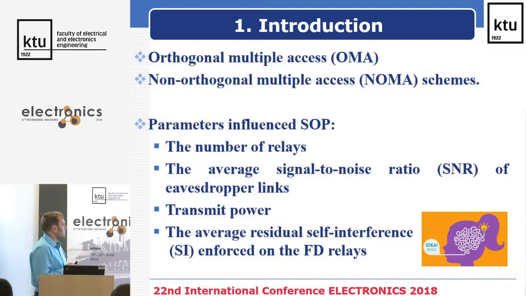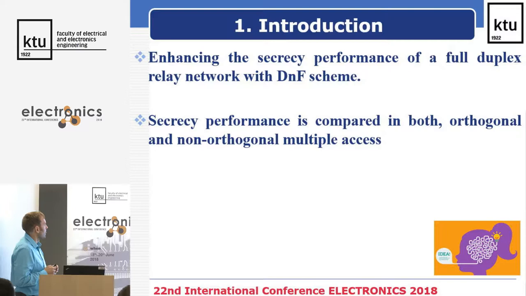Secret outage performance can be influenced by several parameters, for example, the number of relays, transmit power, or average residual self-interference enforced on the full duplex relays. The aim of this paper is enhancing the secret performance of a full duplex relay network with the decode and forward scheme.